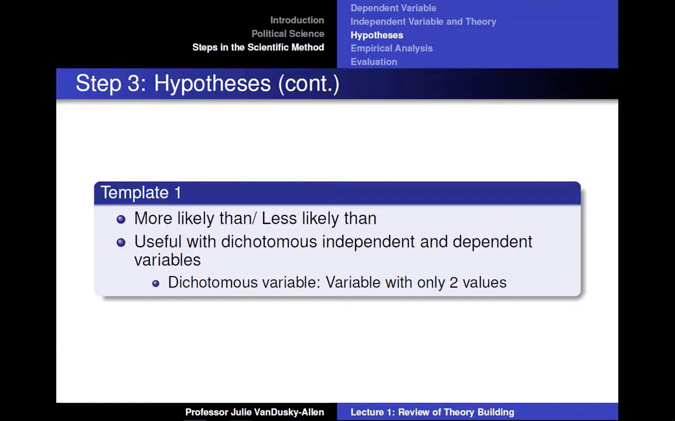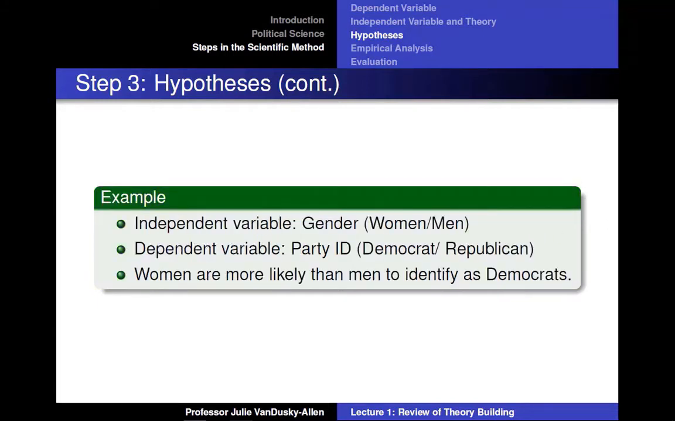This template is useful when you have an independent variable and a dependent variable that are dichotomous. Dichotomous just means that a variable only takes on two categories or values. For example, imagine your dependent variable was party identification. It only takes on two categories, Republican and Democrat, and your independent variable is gender, which also only has two categories, women and men. You could write, women are more likely than men to identify as Democrats.